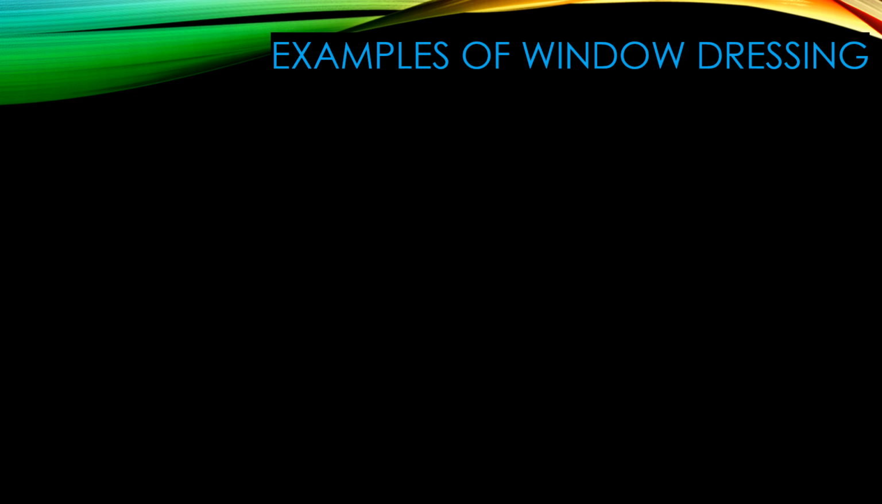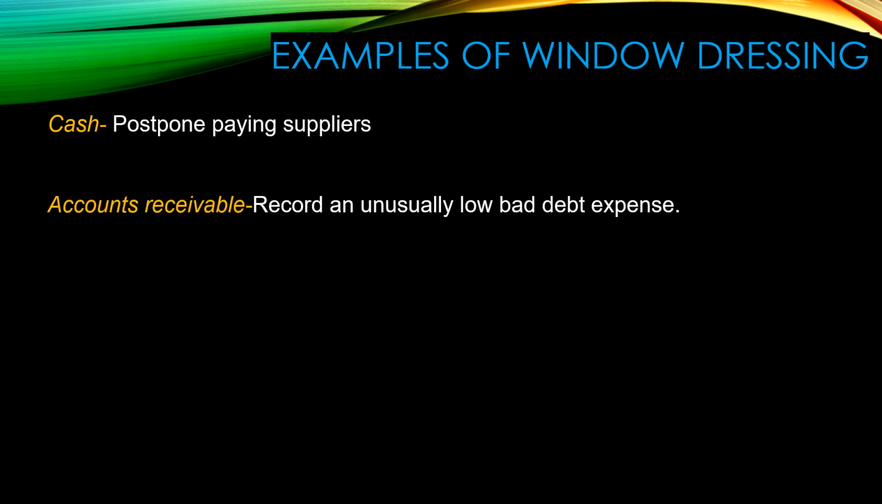Let's see some of the areas where organizations use window dressing techniques to manipulate their performance as well as their position. When it comes to cash, most of the companies postpone paying their suppliers so that the period end cash balance appears higher than it should be. At the same time, when it comes to account receivables, they can record an unusually low bad debt expense so that the account receivables figure looks better than is really the case.